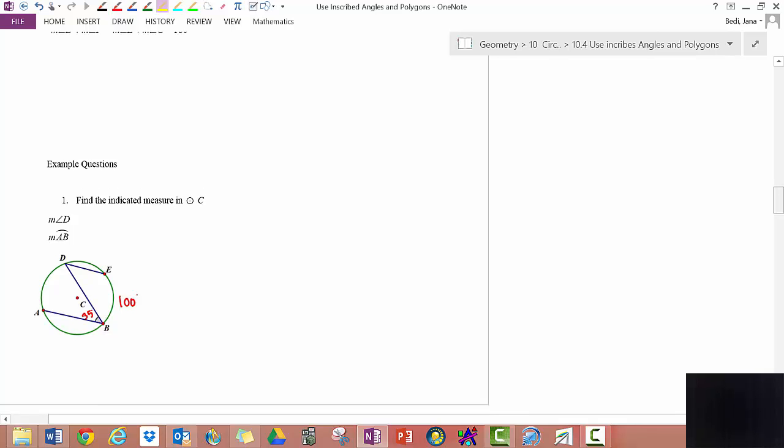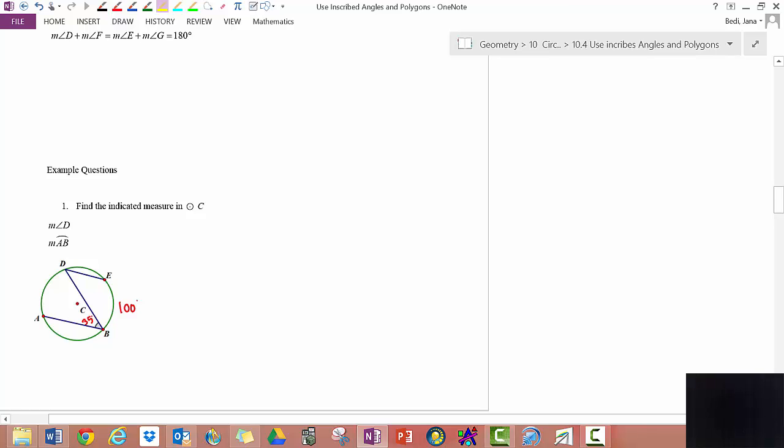Find the indicated measure in circle C, measure of angle D. Okay, so go ahead and try these. And I don't think you should have any trouble with that. All right, good luck.